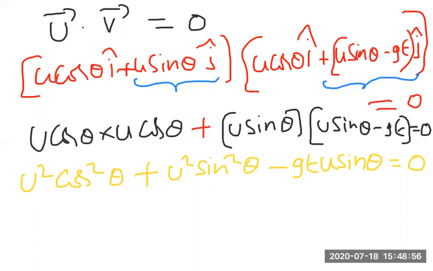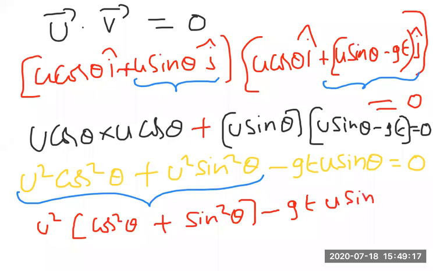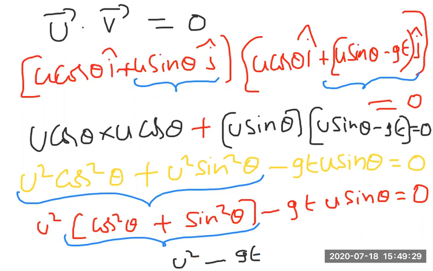So observe the beauty here. u square cos square theta plus u square sin square theta: if you take u square common, cos square theta plus sin square theta. This is the famous trigonometric identity, you know very well about this one. Cos square theta plus sin square theta is 1. So we can write this term simply as 1. Leaving that term, now what we can write? u square minus gt u sin theta is equal to 0.